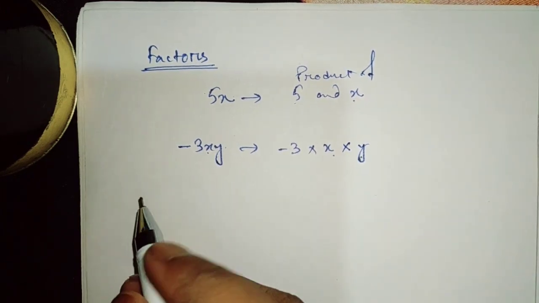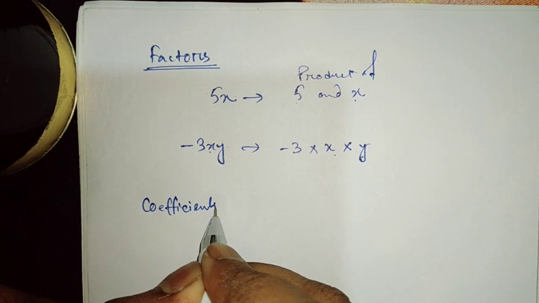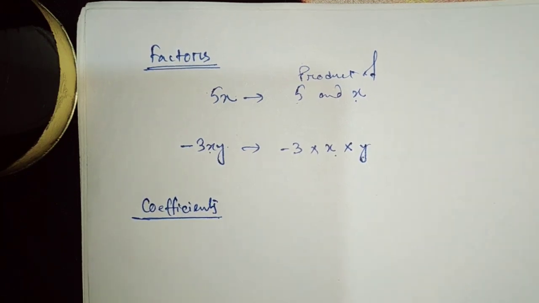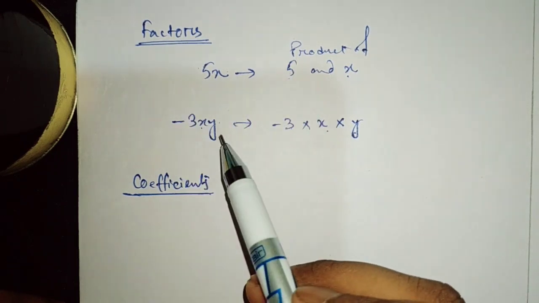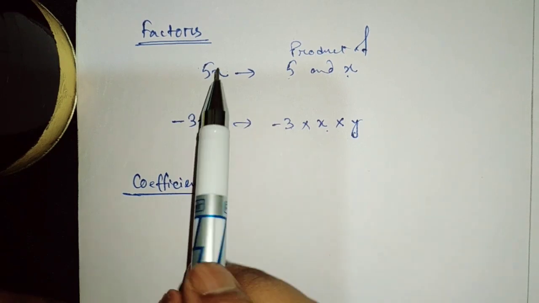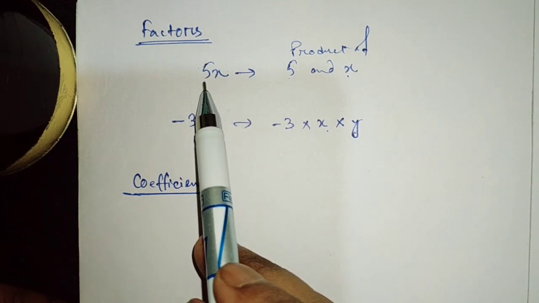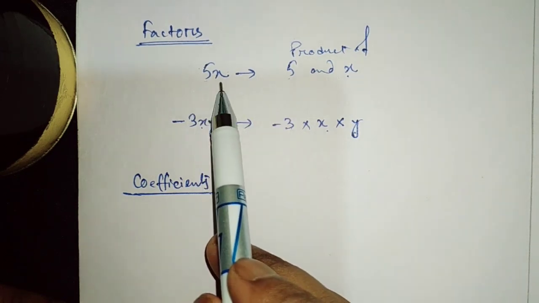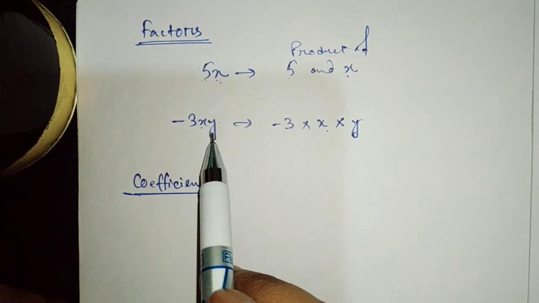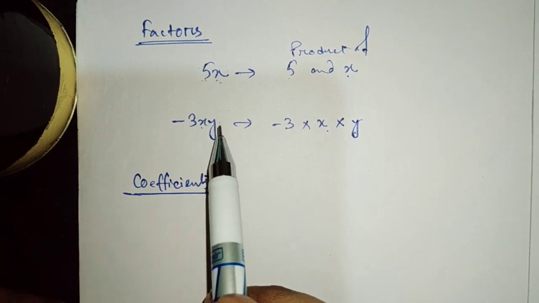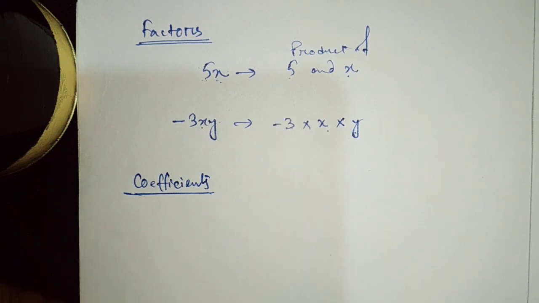Next we will discuss coefficients. Coefficients in general are the numerical factor of an expression. Like here in 5x, what is the coefficient? In general, the coefficient will be 5, because 5 is the numerical factor. In minus 3xy, what will be the numerical coefficient? The coefficient will be minus 3, because minus 3 is the constant here.